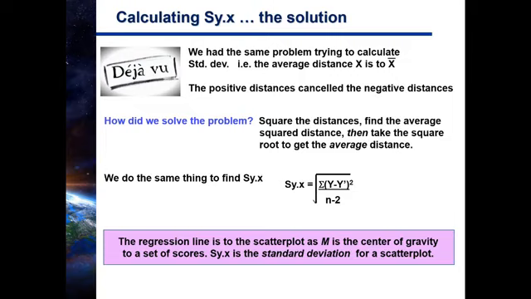And when would we see the most amount of dispersion? When we have no relationship between x and y. So in other words, if r is 0, no relationship between x and y, that's when we're going to see Sy dot x, this measure of dispersion, this measure of the average amount of scatter or error, going to be highest.